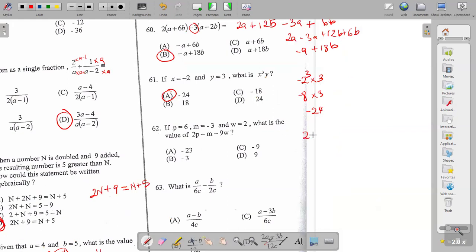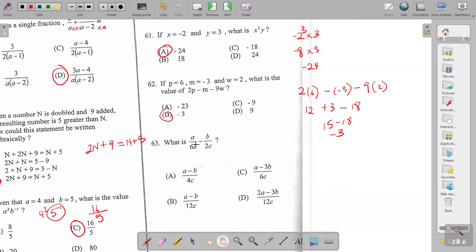Same thing, here's another substitution. So we have 2 times 6 minus m, which is negative 3, minus 9w, and w is 2. So that's going to be 12 plus 3 minus 18. So that's 15 minus 18, negative 3.